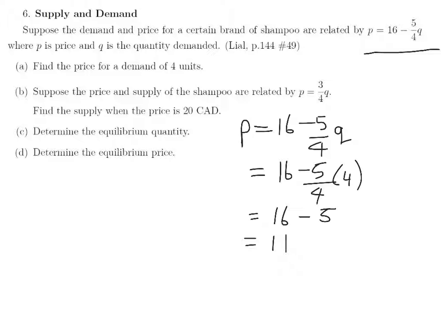Part B says, suppose the price and supply of the shampoo are related by P equals 3/4 Q. Now this is our supply function, and it says find the supply when the price is $20. So we have P is equal to 3/4 Q. Now in this case, we're not given the quantity, we're asked to find that quantity supplied where the price is $20.